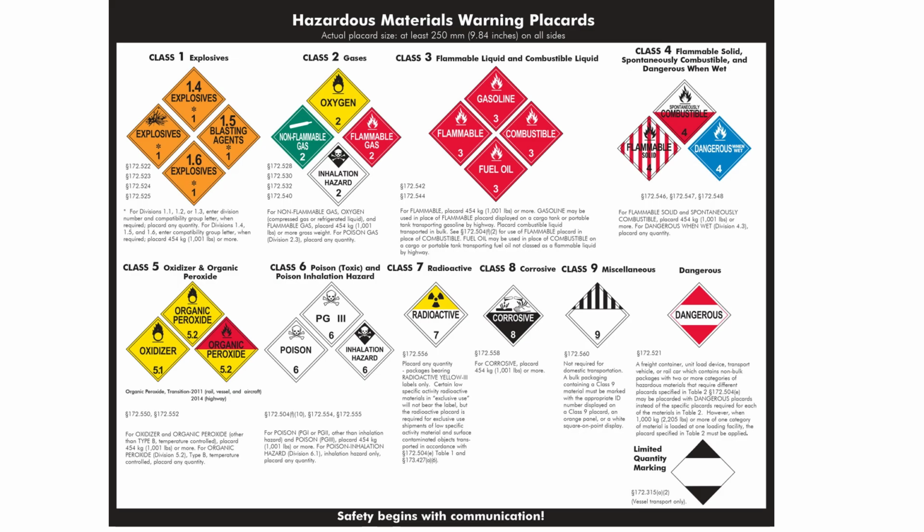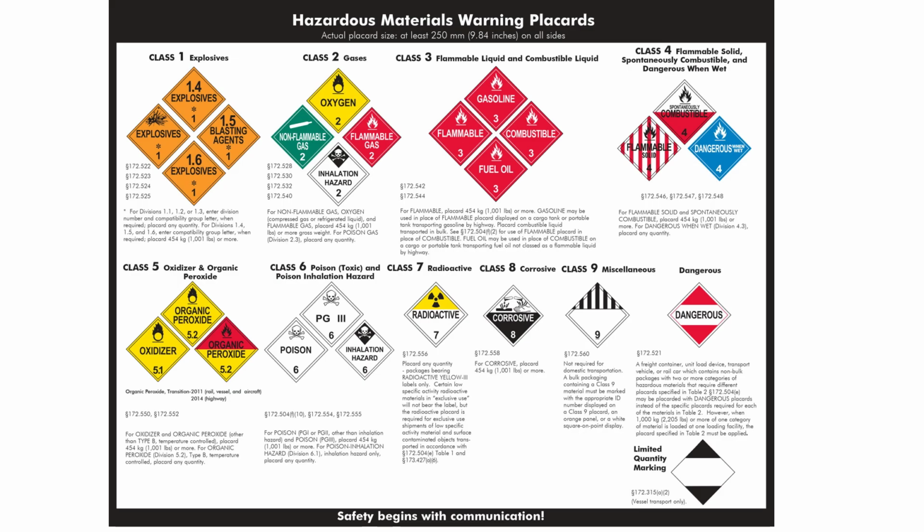Now, going deeper into it, Class 1, explosives, you have multiple different types of explosives. They all have their own placard. Class 2, you have oxygen, non-flammable, inhalation, flammable. Class 3, you got gasoline, flammable, fuel oil, combustible. Class 4, flammable solids, spontaneously combustible and dangerous when wet. Class 5, you got oxidizers, organic peroxides, and then organic peroxide.